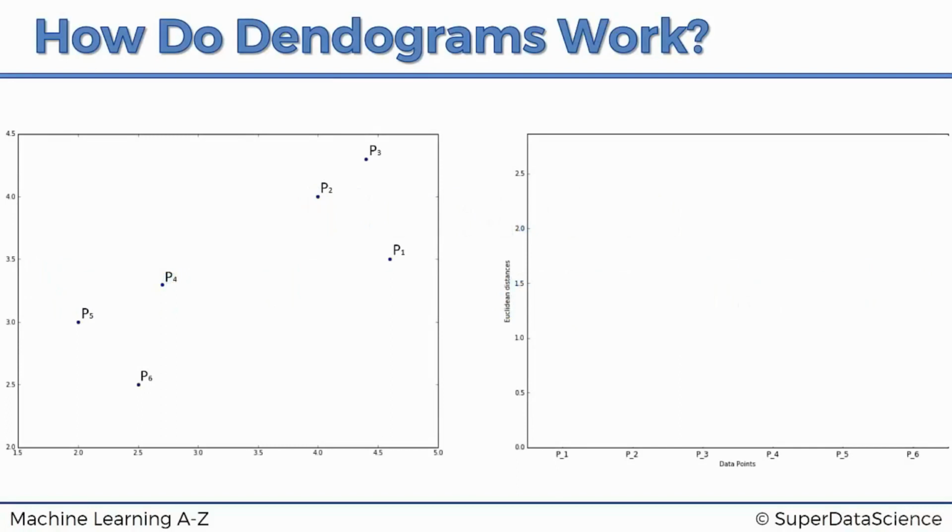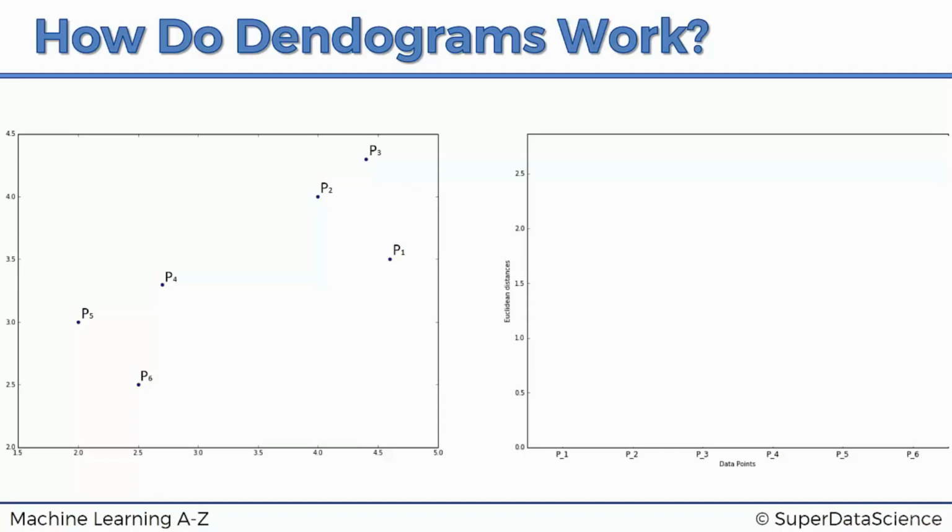So here I've got a chart on the left which contains 6 points. And on the right, I've got another chart. We're going to use this chart to create a dendrogram. Now, I know it might sound a bit confusing at first, especially because we haven't talked about dendrograms, but through creating one, we will learn what they are.